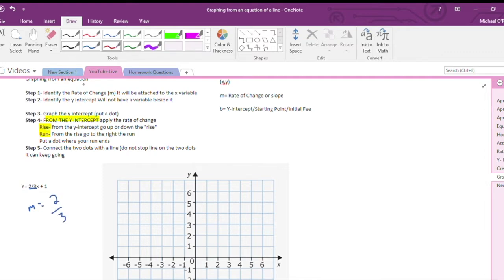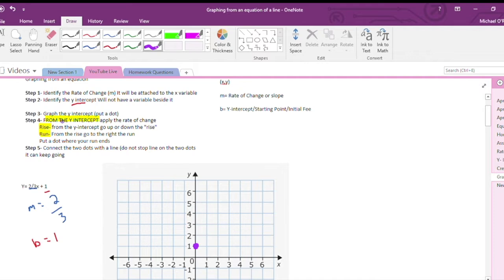Then secondly, I'm going to identify my y-intercept, which is this. So b equals 1. So the first thing we do is we graph the y-intercept. So the y-intercept is 1, so I'm going to put a dot right on the 1 there. Let's fill it all in there.